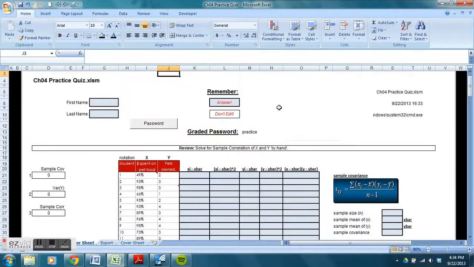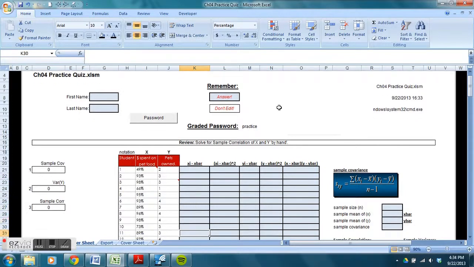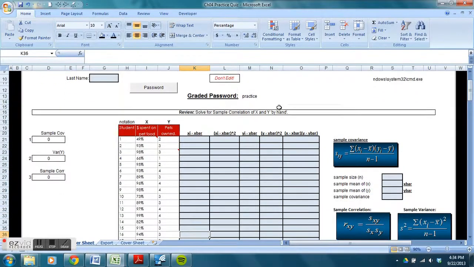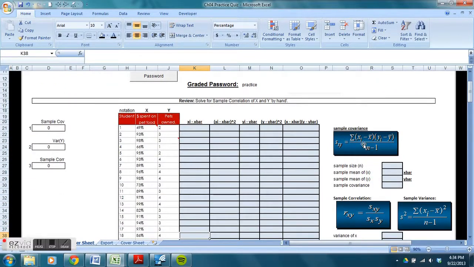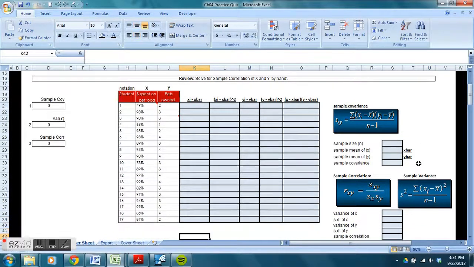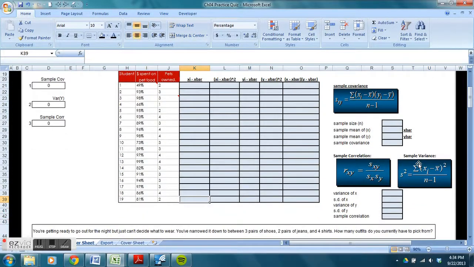This class question is actually from chapter 3, review problem, and we're trying to figure out what the sample correlation between x and y is, and we're trying to do it by hand. So first step is we want to find the sample correlation, but in order to do that we need to find the sample size and x bar, y bar, and so on.